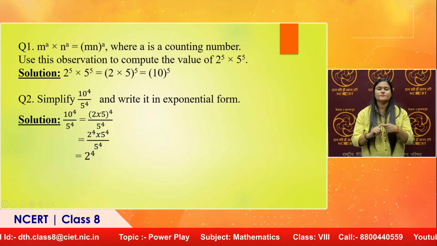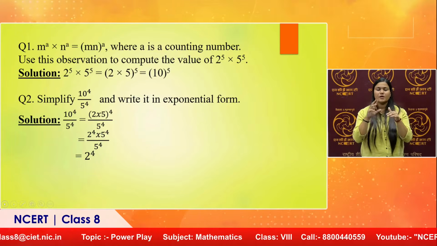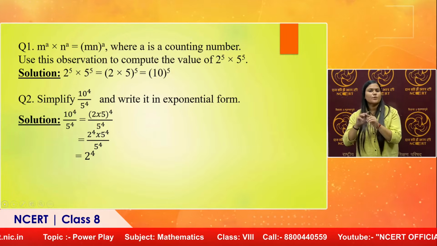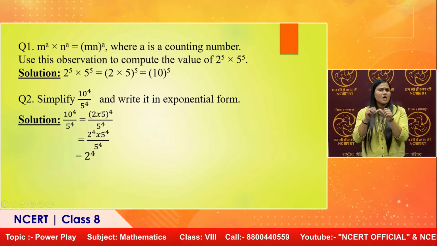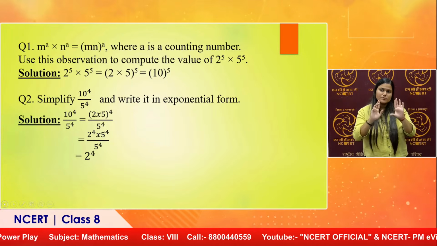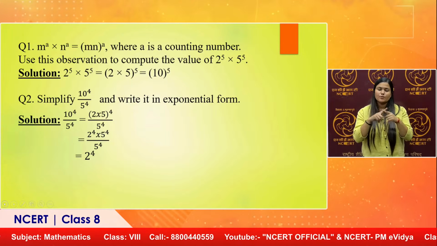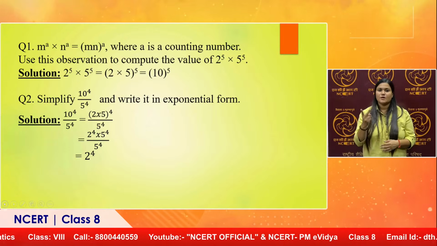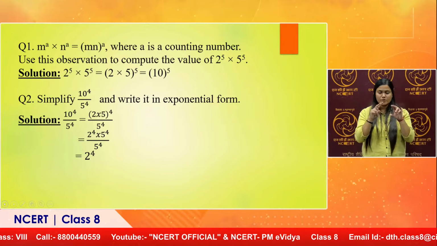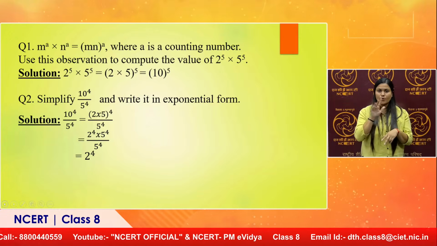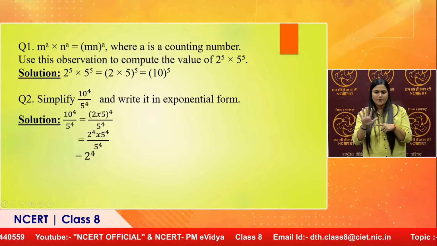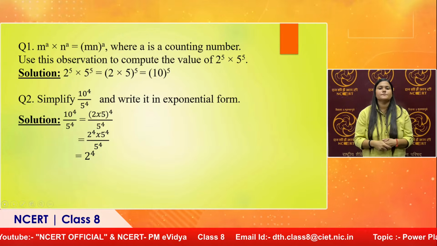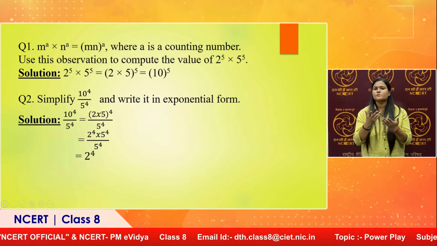So we have here the next question: m to the power a into n to the power a is equal to m into n whole raised to a, where a is a counting number. Use this observation to compute the value of 2 to the power 5 into 5 to the power 5. Observe Shivani, we have two different bases here. Yes, true. So what can I do? I can multiply 2 with 5 and take the common power, that is 5. So 2 into 5 is 10. 10 to the power 5 is the answer.